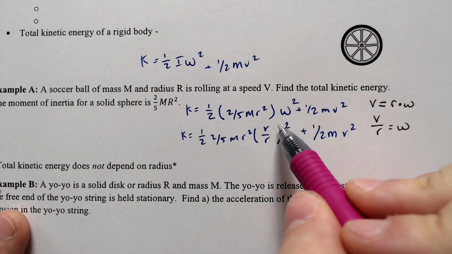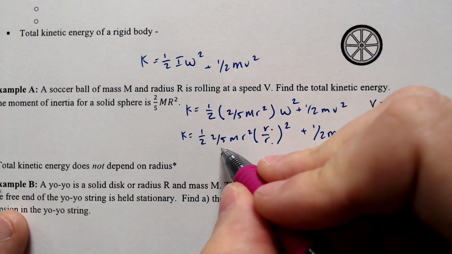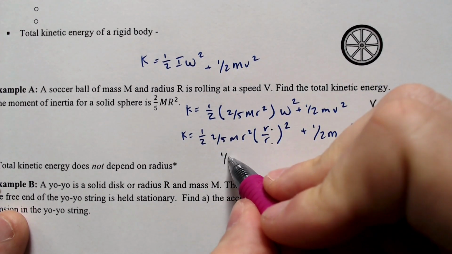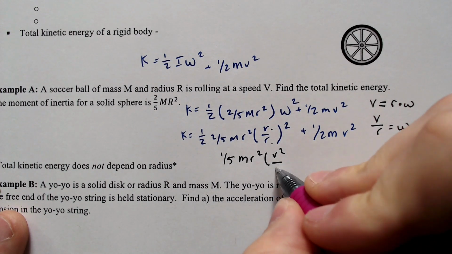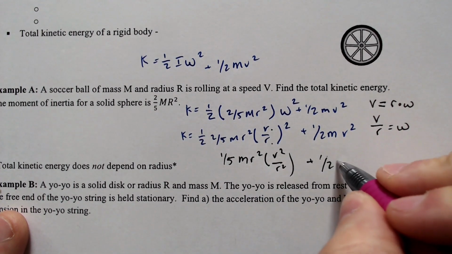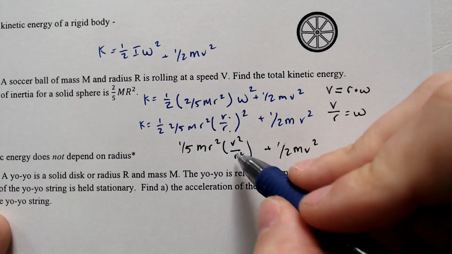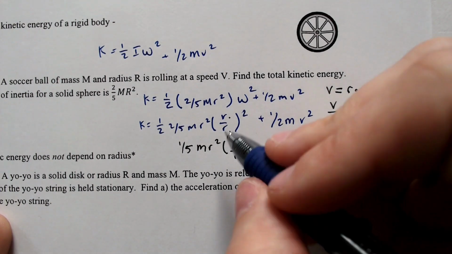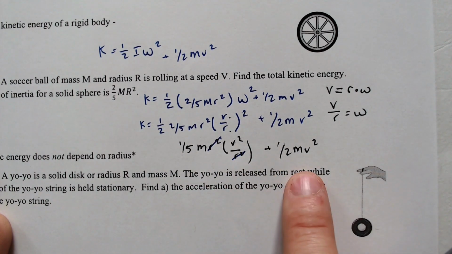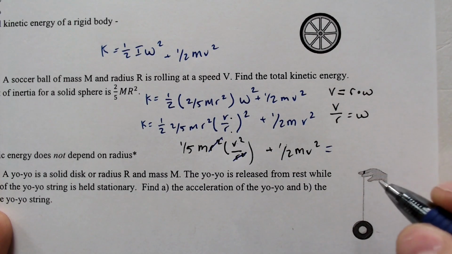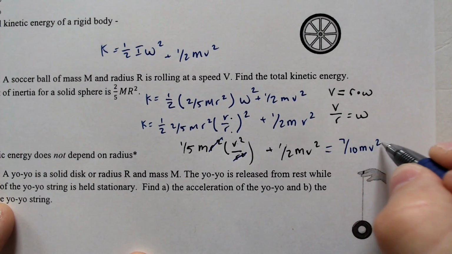With that in mind, you can square the v and square the r. You'd have 1/2 times 2/5, which ends up being 2 over 10. 2 over 10 is 1/5, so 1/5 mr squared times v squared over r squared, plus 1/2 mv squared. Running out of room, but you have v squared over r squared, and the r squareds just cancel out. If you cancel out the r squareds, you have 1/5 mv squared plus 1/2 mv squared. And if you add 1/5 and 1/2 together, using probably a calculator, you end up with 7/10 mv squared.